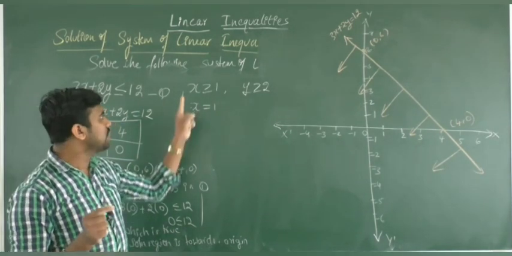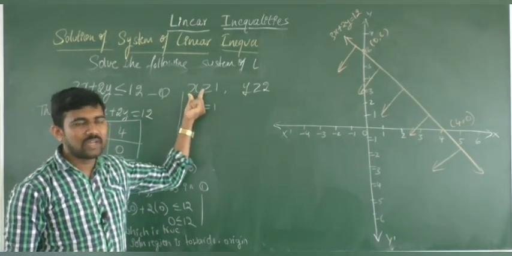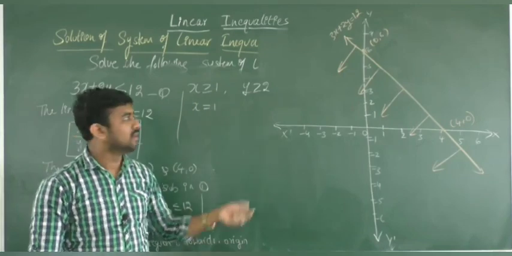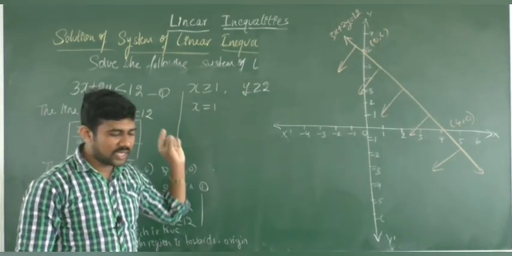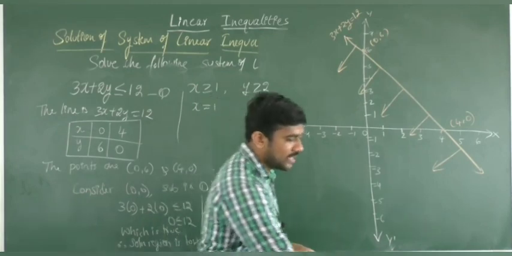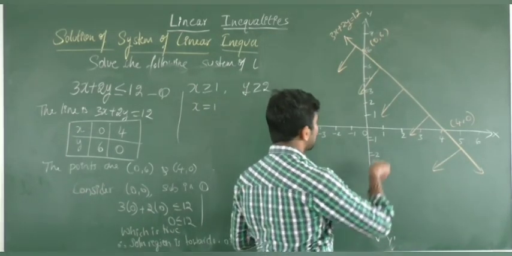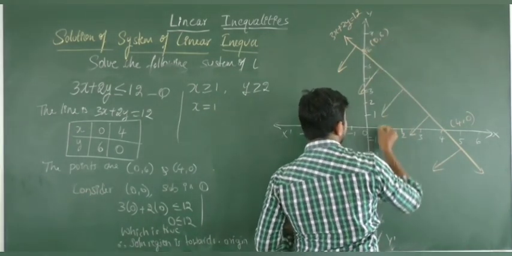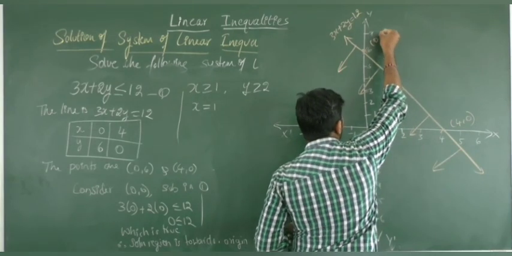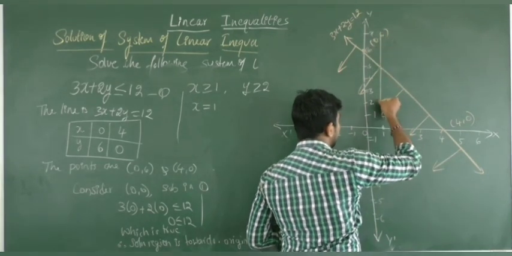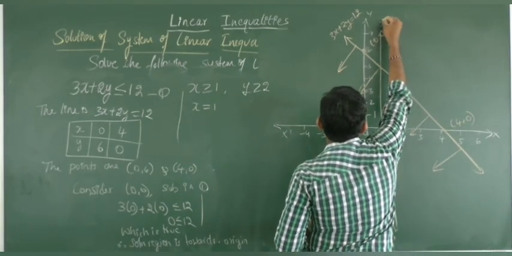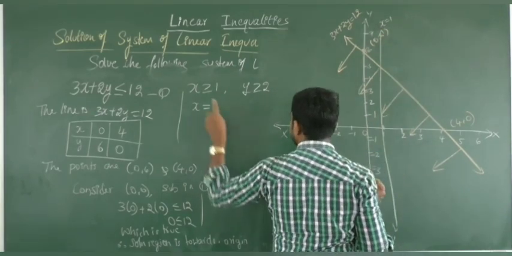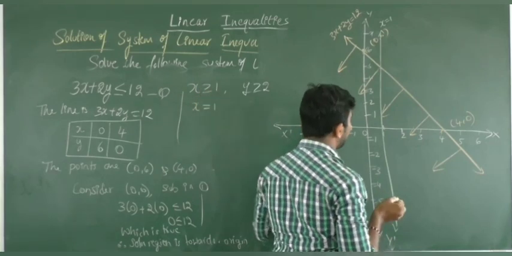Always remember, if you have only one variable x, then it is a vertical line. If you have only one variable y, then it is a horizontal line. So here it is a vertical line. You can observe x equal to 1. This line passes through the point 1. So I draw the line. This line is x equal to 1. Write that.